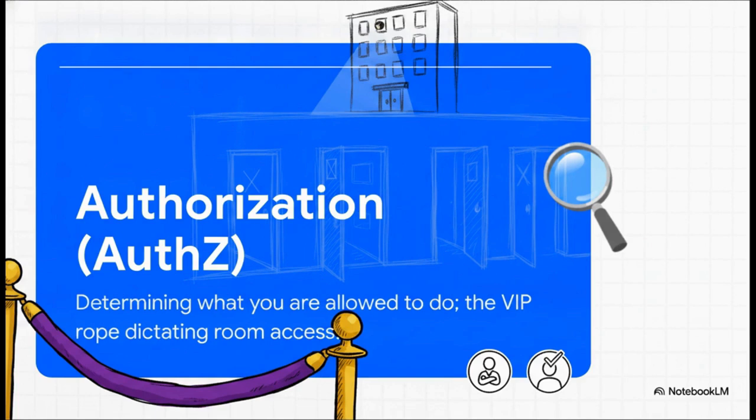Authorization is the process of determining what you are actually allowed to do once you're inside. The crucial point here is that getting past the bouncer at the front door does not mean you have access to everything inside the building. Authorization is the velvet VIP rope inside the club. It dictates which rooms you can enter, whether you can go up to the DJ booth, or if you're just restricted to the general dance floor. So remember, authentication is who are you, while authorization is what are you allowed to do.